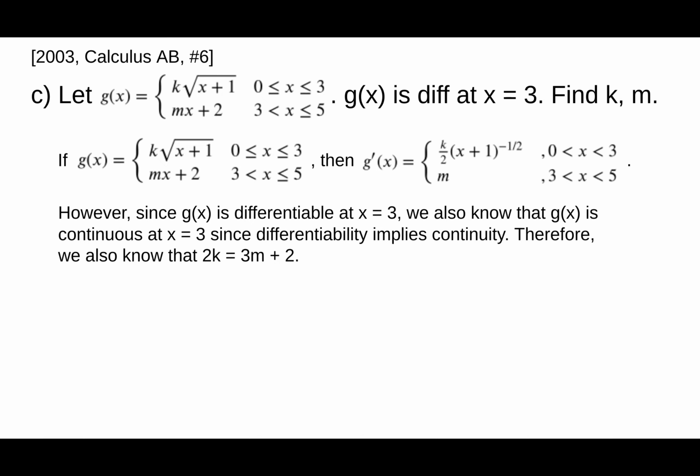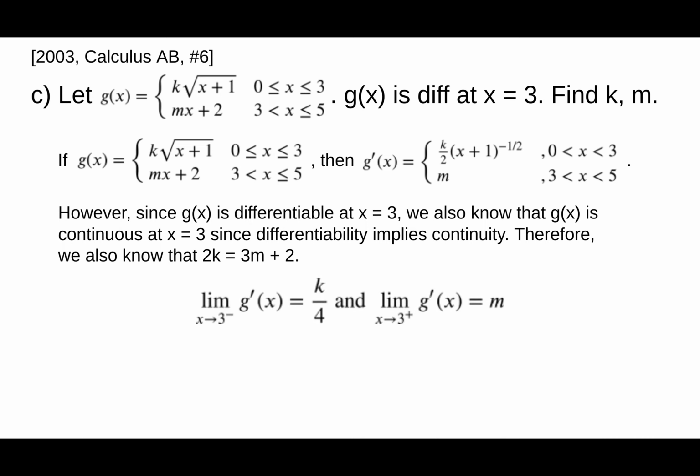However, we're given that g is differentiable at x equals 3, so we know that g of x is continuous at x equals 3 because differentiability implies continuity. Therefore, we know that 2k equals 3m plus 2. That's just plugging in the value of 3 into both parts of that function. If 3 is x in the top part, we get 2 times k. If x is 3 in the bottom part, we get 3m plus 2. It's differentiable, so those two have to be the same.